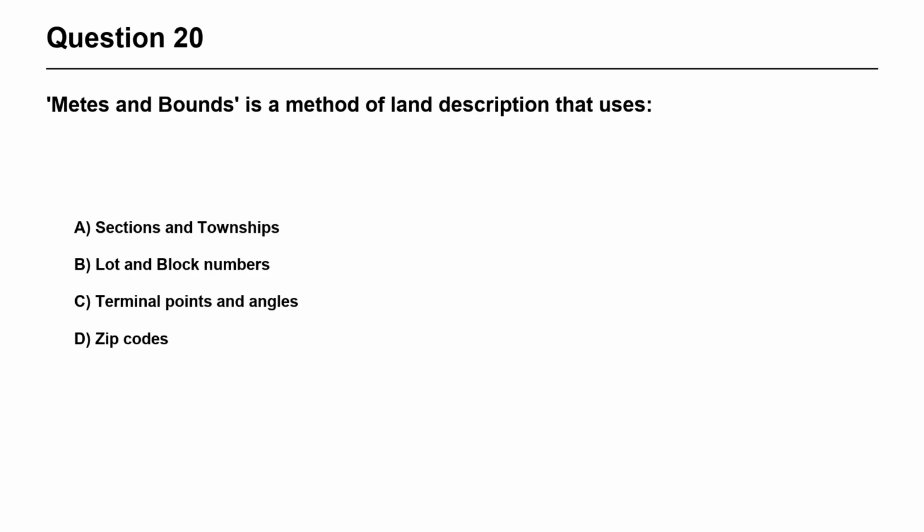Question 20. Metes and bounds is a method of land description that uses A, sections and townships. B, lot and block numbers. C, terminal points and angles. Or D, zip codes. The correct answer is C, terminal points and angles. Metes and bounds uses distance, metes, and directions/angles, bounds, to describe a perimeter.